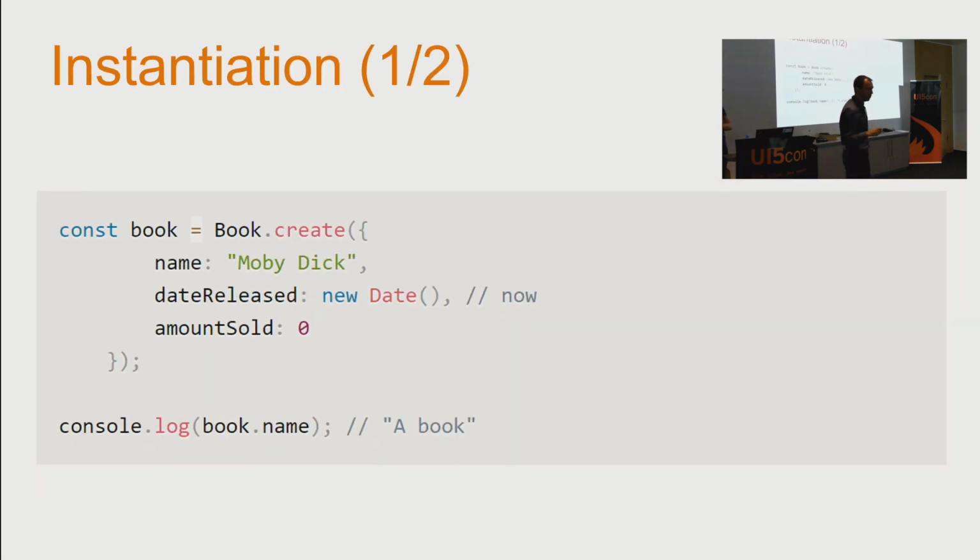So let's create a basic book. Let's create a book, Moby Dick. It's released now. I think it's from the 19th century, but anyway. Amount sold 0, and to show you, book.name shows you a book.